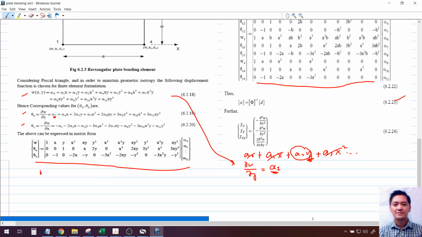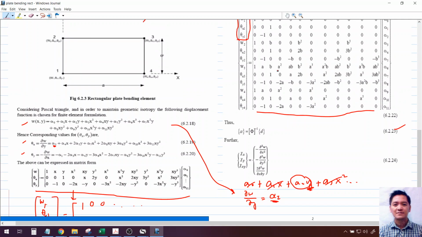So, for example, W1, theta X1, theta Y1. That is row 1. You just copy this. What is the X of W1? Remember, the coordinates of W1 are 0, 0. So its X is 0. What is its Y? 0. So on and so forth. That's why you'll notice they are all 0. How about theta X1?